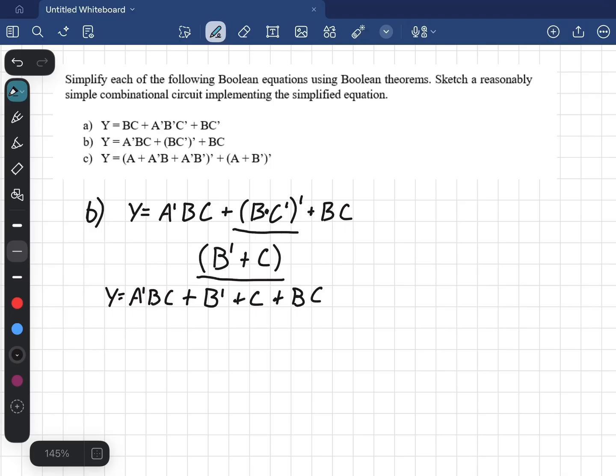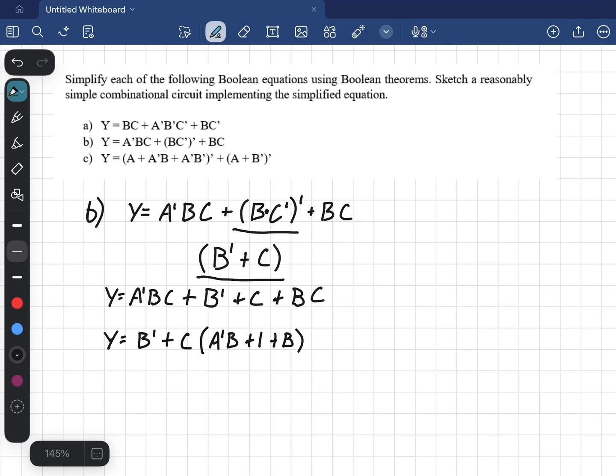So after simplifying, we can get Y equals B prime or C, open parentheses, A prime B or 1 or B. And if you look closely at what we have inside the parentheses, we have A prime and B or 1 or B.